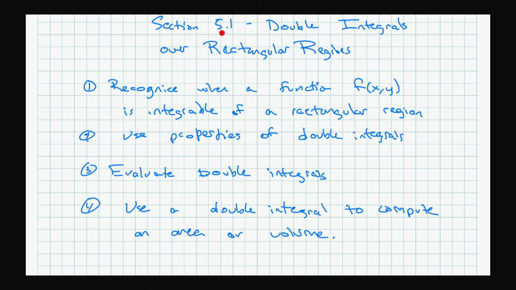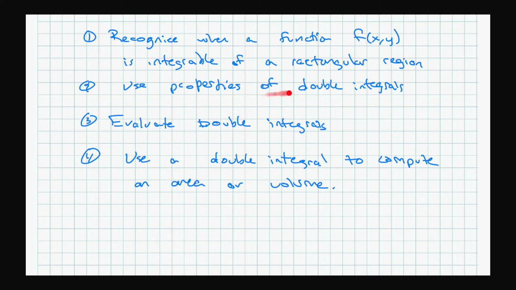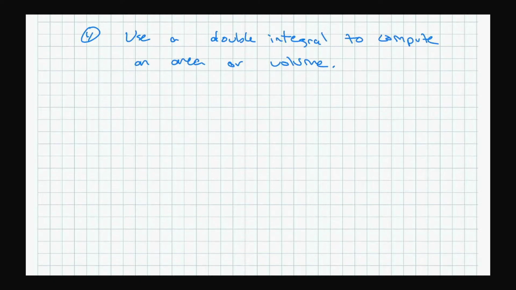So we're in section 5.1, which is going to be double integrals over rectangular regions. We're going to learn to recognize when a function is integrable. That just means when we can integrate it. We're going to learn some of the properties of double integrals, how to evaluate them, and how to calculate a couple of simple things with a double integral, an area or a volume. It's actually very straightforward, so let's go ahead and get started.